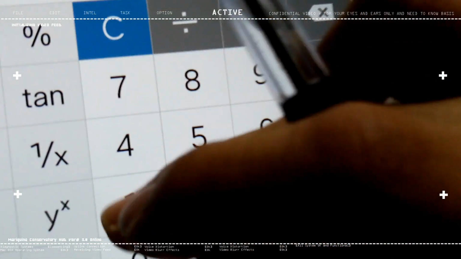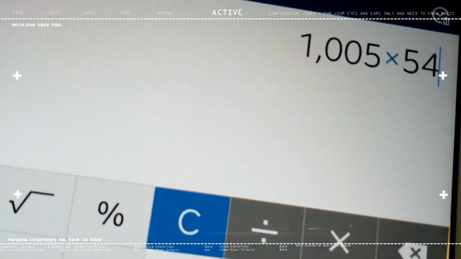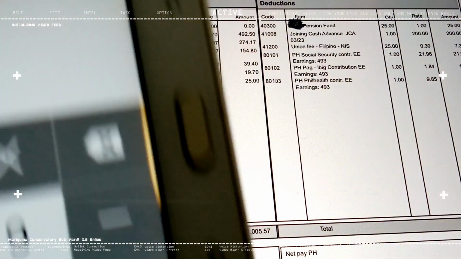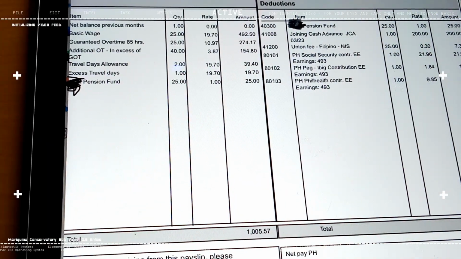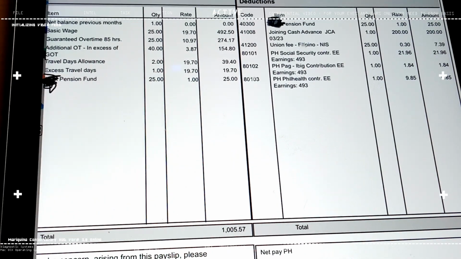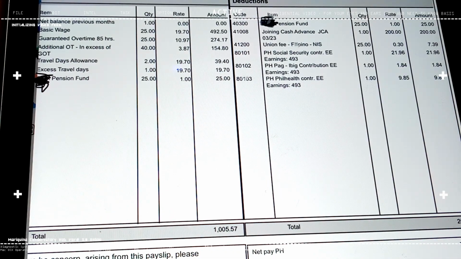So that's equivalent to about, let's compute that, 54,270 pesos. That's a bit underpriced for an OS because my last employer gave me about $1,064. So yeah, I'm not very happy about that, to be honest.